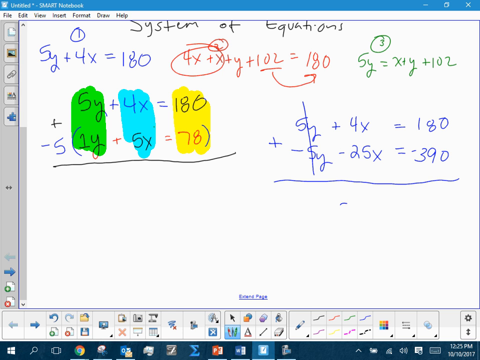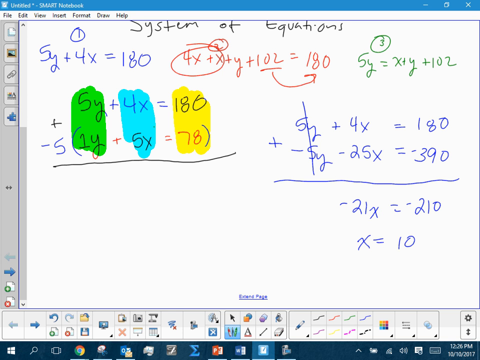Now I get -21x equals, when I add these together, -210. Now is that an equation that's really easy to solve? That's the hope, that when we do this correctly, we get down to a one-step equation. And we got a one-step equation here: divide both sides by -21. I get x to be 10. Solve for x. Now I know it's 10.